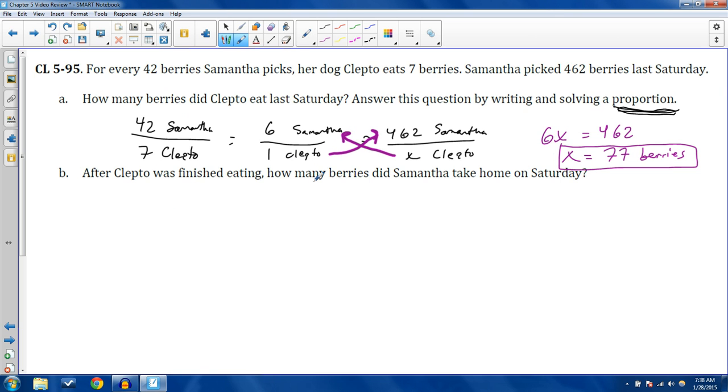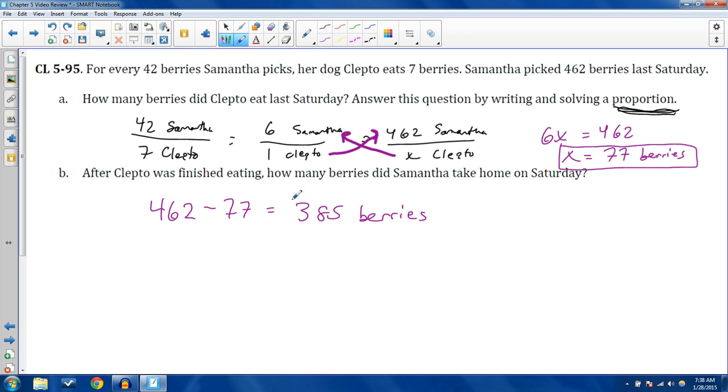After Klepto is finished eating, how many berries did Samantha take home on Saturday? Oh, that's kind of a nice question. So it's saying that Klepto finished eating. Samantha picked 462 berries Saturday. Klepto ate 77 of them. And this is how much is left. What is that, 385?